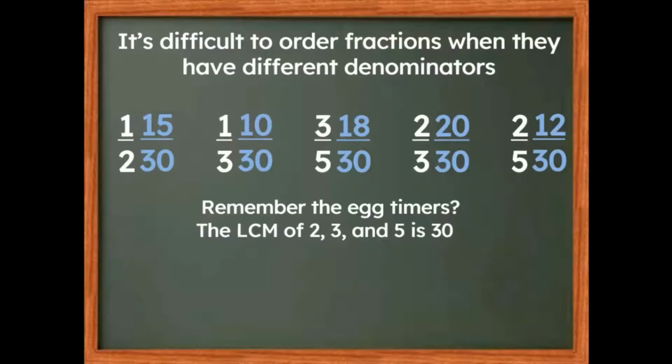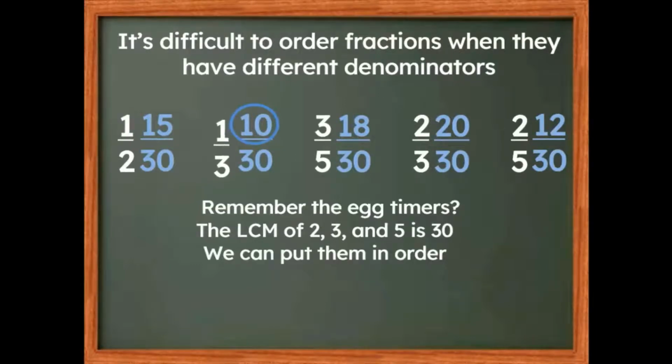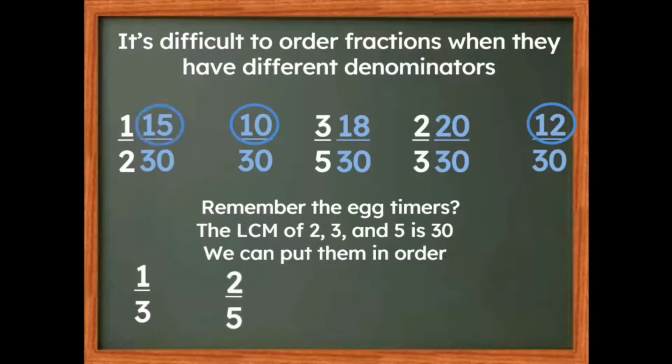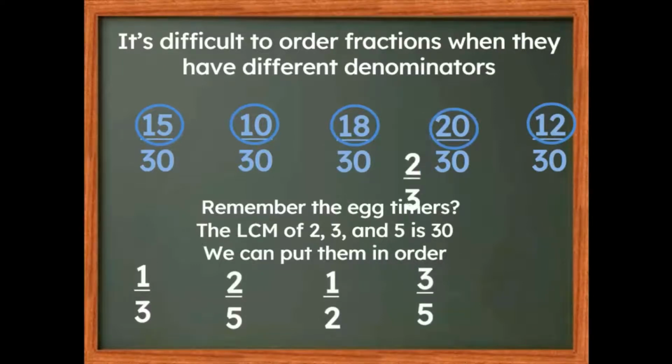Now we can put them in order. 10/30 is the smallest, 1/3, then 12/30 is the next smallest, that's 2/5, then 15/30 is a half, then 18/30 is 3/5. And we're left with 20/30, that's 2/3.